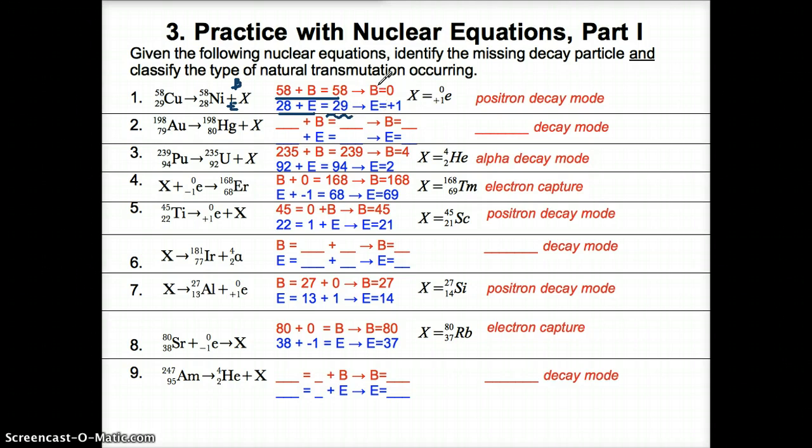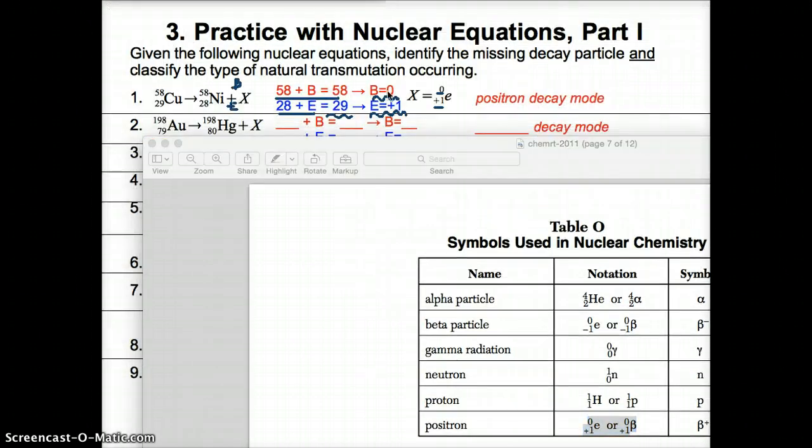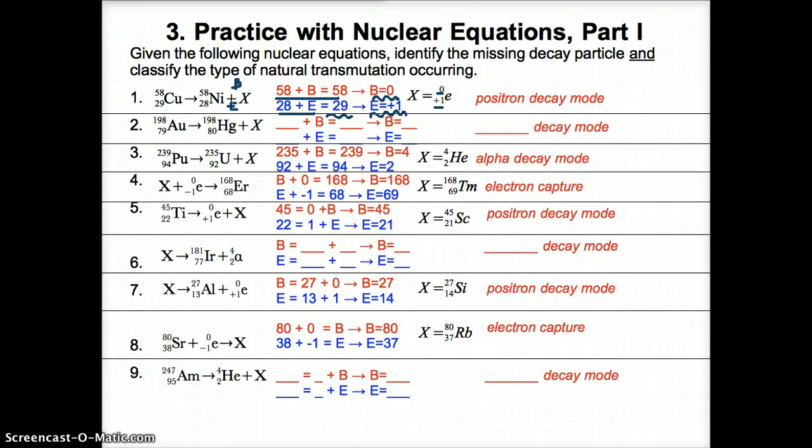And if you solve for B and E, you get B is equal to 0, so the mass of the unknown particle is 0, and the charge, or E, which is the bottom left number, is positive 1. Now you have to look on table O for this. If you check on table O, you'll see that the only particle with a bottom charge of positive 1 and a mass of 0 is a positron. So you write 0, +1, e, or 0, +1, beta. And here, the type of natural transmutation or decay occurring is the positron decay mode, because obviously 0, +1, e is a positron.